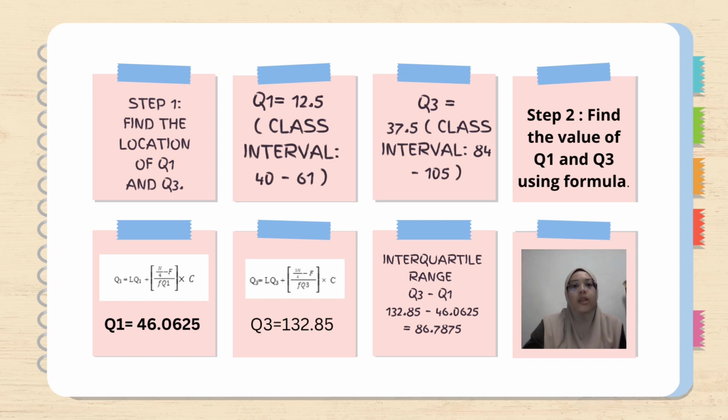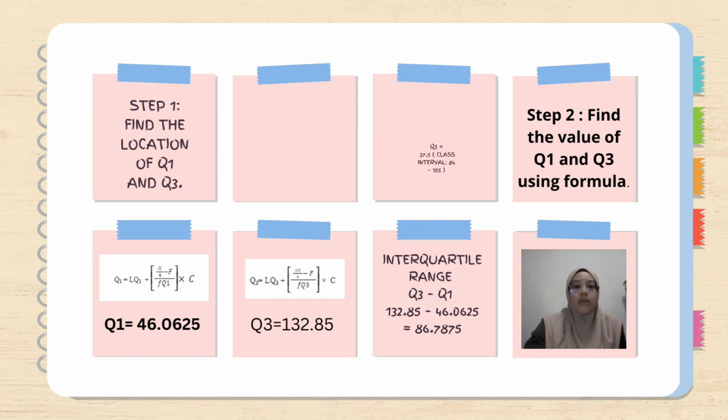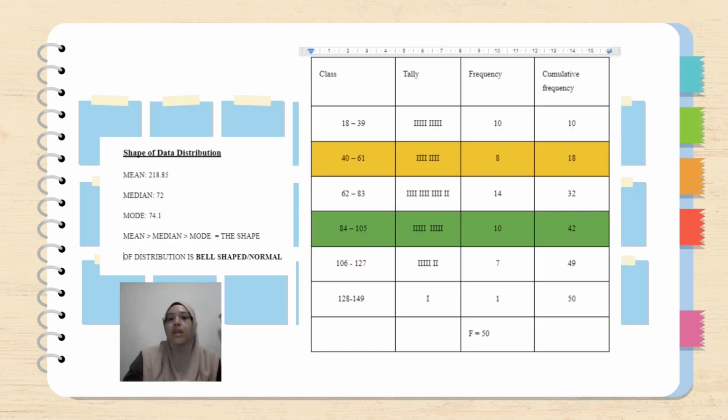Next, step 2, find the value of each quartile using the formula. The value of the first quartile we got is 46.0625 and the third quartile we got is 132.85, and the interquartile range, which is the third quartile minus the first quartile, we got 86.7875. After we calculate overall, the shape of the data distribution is bell shaped or normal. For the next, the yellow column is the first quartile and the green column is the third quartile.